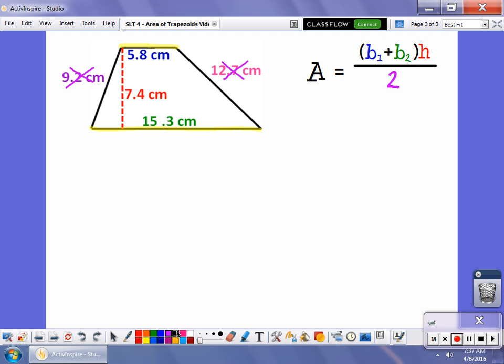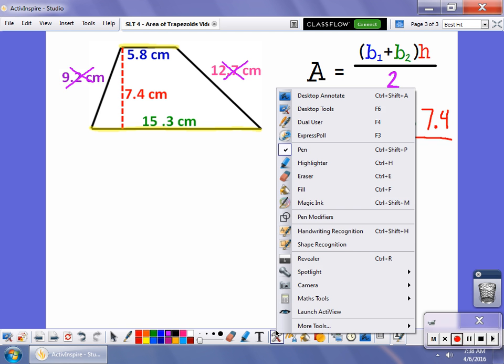So let's start with our formula here. My area equals base 1, which is going to be 5 8/10, and I'm going to add to that base 2, which is 15 3/10. Oops, my decimal. And finally, I'm going to multiply that by the height, which is 7 4/10. And I'm going to do all this and finally divide it by 2.